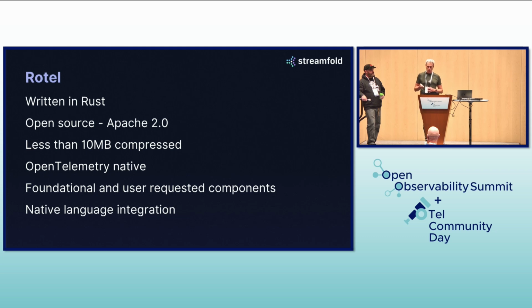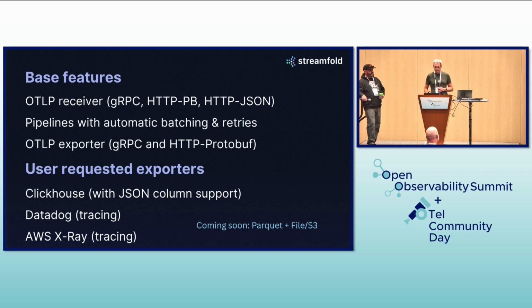And we've also done some work with native language integration, which Ray will get into in a bit here. So yeah, in terms of base features, I mentioned we can receive and export OTLP data. Pipelines have automatic batching. We do retries on failure. And on the exporter side, we have built, again, more user-requested features here. ClickHouse was something that we had pretty early requested support for. So that's fully supported for metrics, logs, and traces.